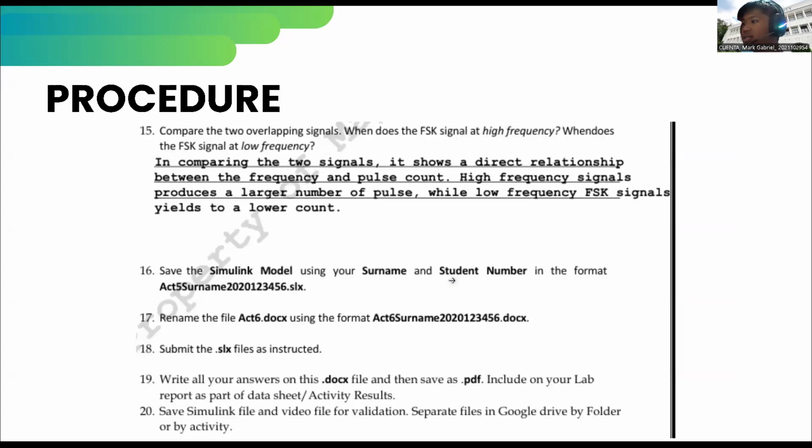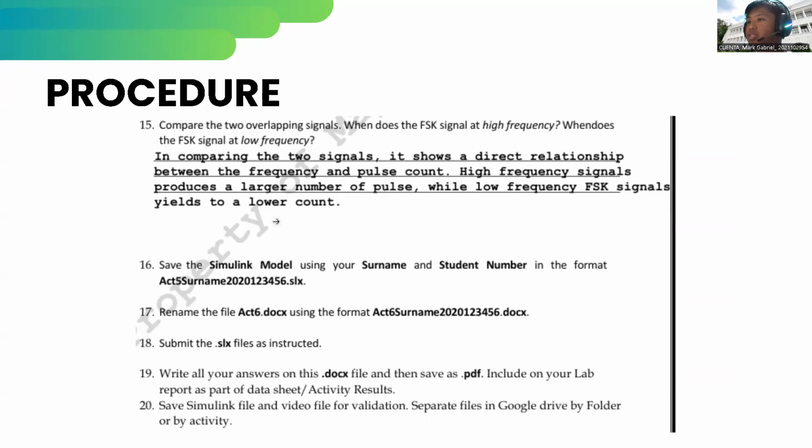Next is the procedure again, wherein in number 15, compare the two overlapping signals. When is the FSK signal at high frequency? When is the FSK signal at low frequency? In the experiment, comparing the two signals shows a direct relationship between the frequency and pulse count. The high frequency signal produces a larger number of pulses, while low frequency signals yield a lower count.